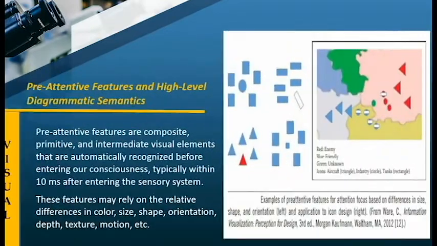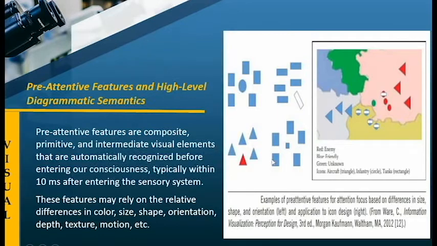And then we have pre-attentive features and high-level diagrammatic semantics. Pre-attentive features are composite, primitive, and intermediate visual elements that are automatically recognized before entering our consciousness, typically within 10 ms after entering the sensory system. These features may rely on the relative difference in color, size, shape, orientation, depth, texture, motion, and so on.